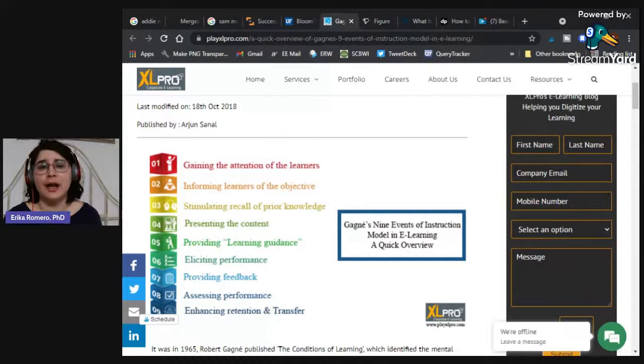And then you actually present the content. Okay, all right, here is what you need to know in order to do this paper, right? So here are the steps that you need. Here's the content. Here's the terminology you need to know. This is like the meat of it, right? In order to achieve the actual assignment, you need to know this content. And then provide learning guidance. Okay, so you know what you need to do. Here's step-by-step of achieving this paper.